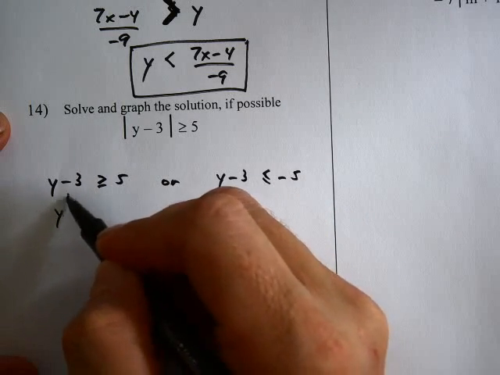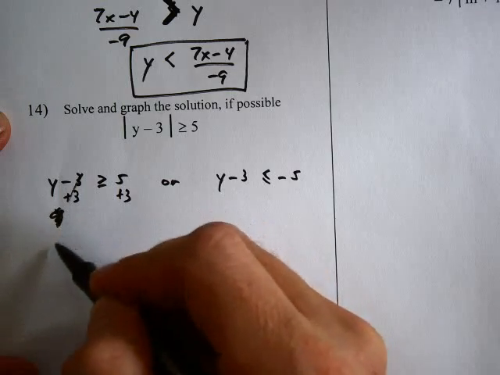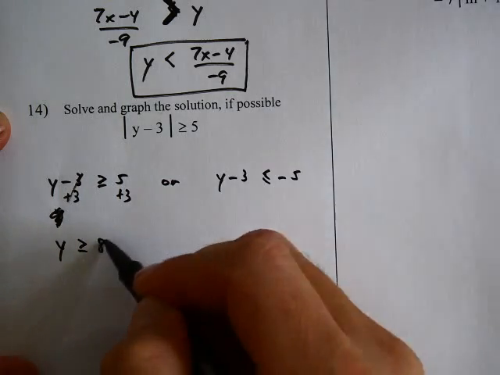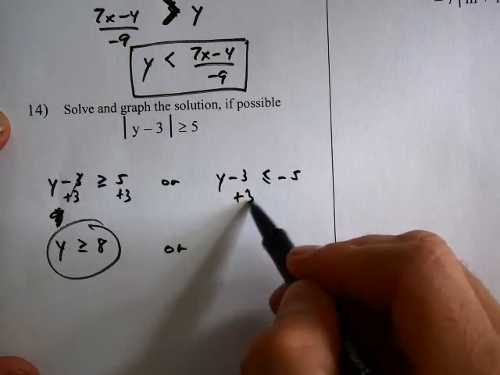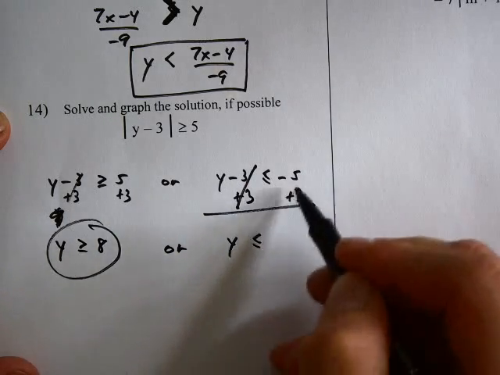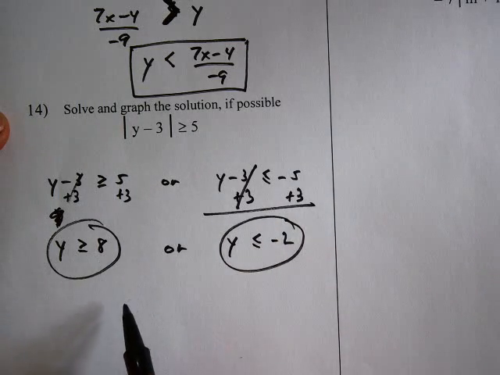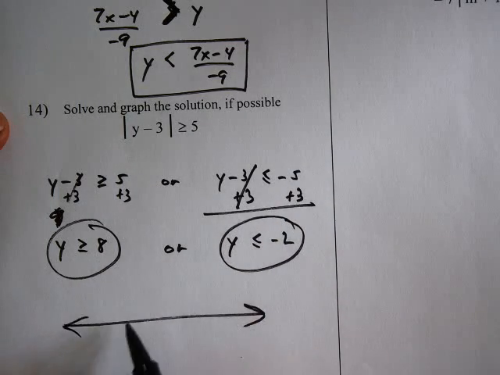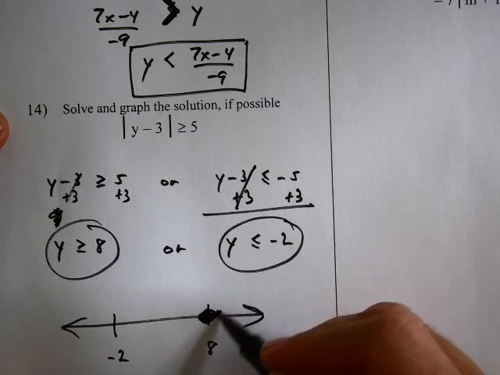I'm going to add 3. That's gone. And I get y is greater than or equal to 8. Or, and then over here, if I add 3, it's y is less than or equal to negative 2. So great. And then it says graph the solution. So my two important numbers are negative 2 and 8. I am greater than or equal to, so that's a solid dot, 8.